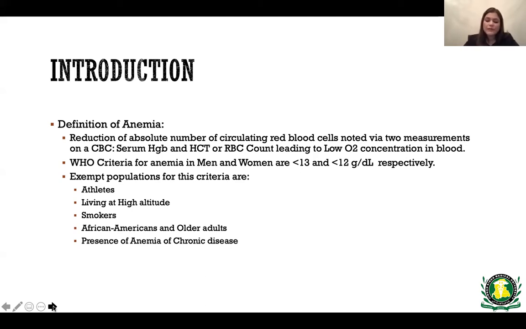Also, androgen use, erythropoietin use, those are the things that are also considered for that. Living at high altitudes and the requirement of increased oxygen over there, that also not only puts stress on the heart, but also leads to an abnormal reading for hemoglobin and a polycythemic picture sometimes. Smokers, African Americans, older adults, and presence of anemia of chronic disease, all these populations, in them we cannot go by the standardized definition of anemia with hemoglobin levels of 13 and 12 in men and women respectively.